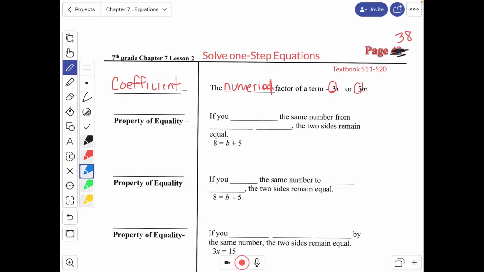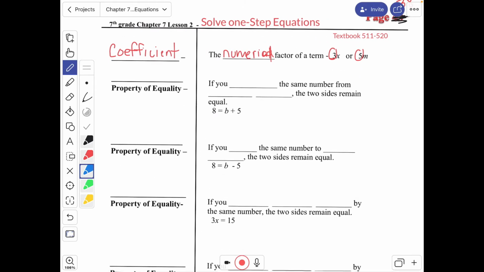Then we have several properties to go over. Start with the subtraction property. The subtraction property of equality states if you subtract the same number from both sides, the two sides remain equal. Now there's a very specific way to write this down, so we need to start practicing.